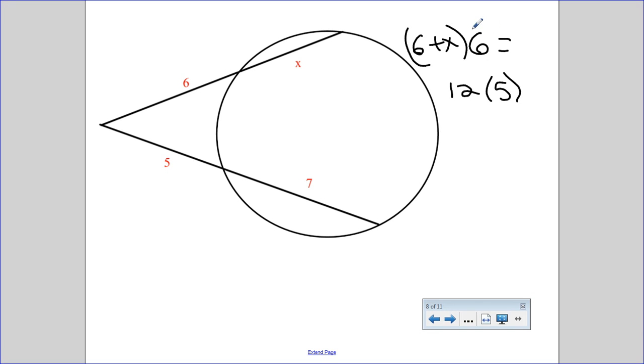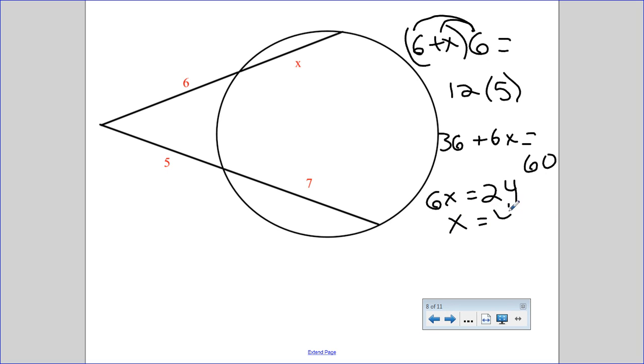All right, so now I'm going to distribute, and I'm going to get 36 plus 6 times x equals 60. Subtract 36 from both sides. You get 6x equals 24. x equals 4. Right, so piece times whole, piece times whole.